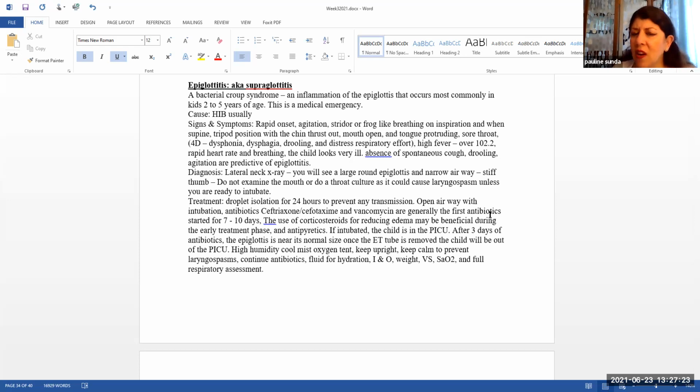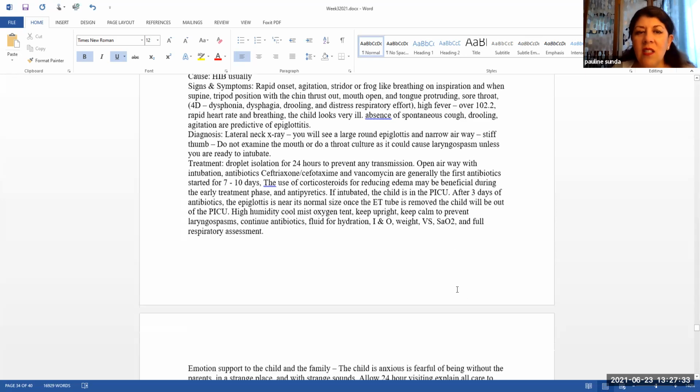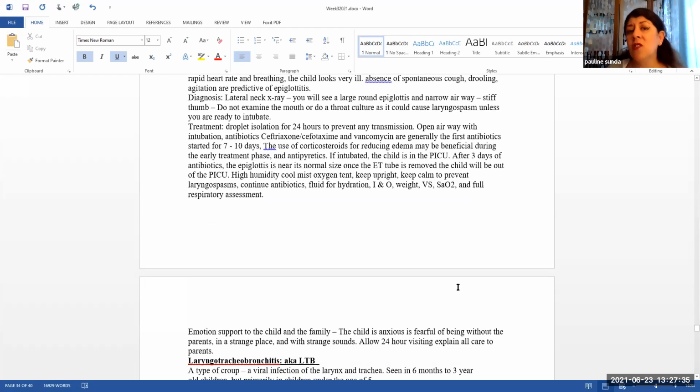This child looks very ill. They may have an absence of a spontaneous cough, drooling, as I mentioned before, and that agitation. Diagnosis here, you're going to see a lateral neck x-ray. You'll see a large round epiglottis and a narrowed airway. Kind of looks like a stiff thumb.